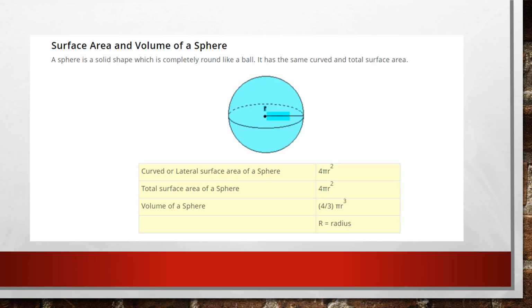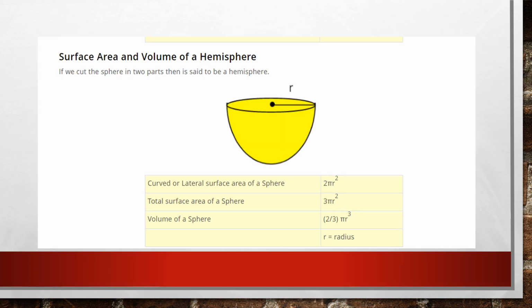Then the sphere. Sphere is like a ball. It is a very common example. Okay, it is a solid shape. And here the curved surface area and total surface area are both the same, 4 pi r square. Okay. Now the volume is 4 upon 3 pi r cube.